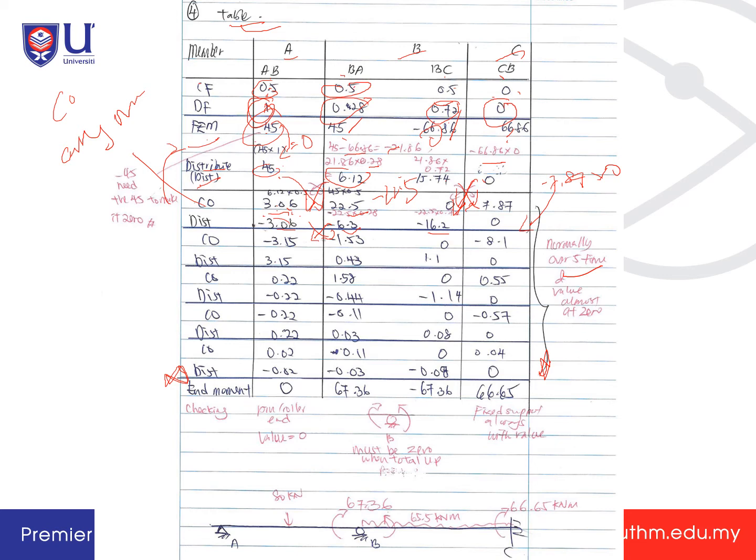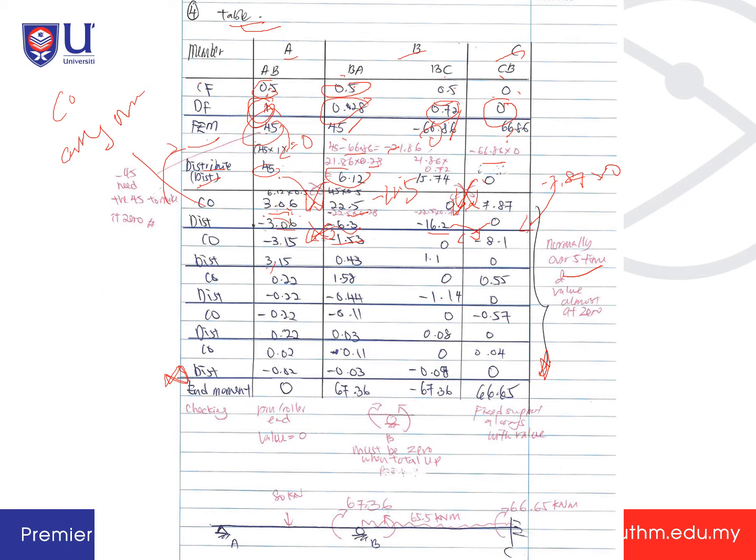So negative 3.06 times 0.5, you will get negative 1.53. And then this is negative 6.3 times 0.5, you will get negative 3.15. This one is 0 times 0, you will get 0. Negative 16.2 times 0.5, you will get negative 8.1. Okay, and then you repeat the same step.